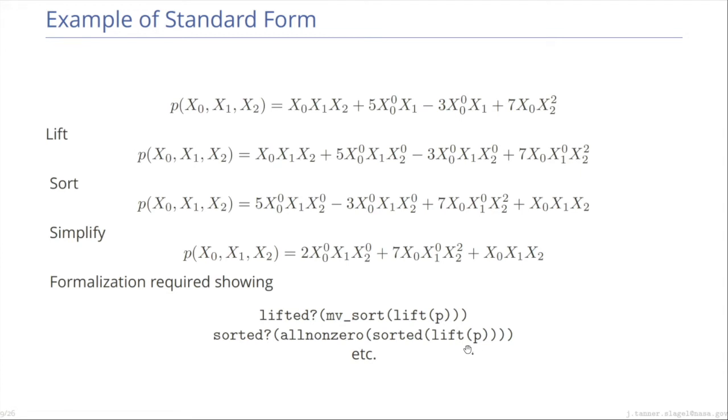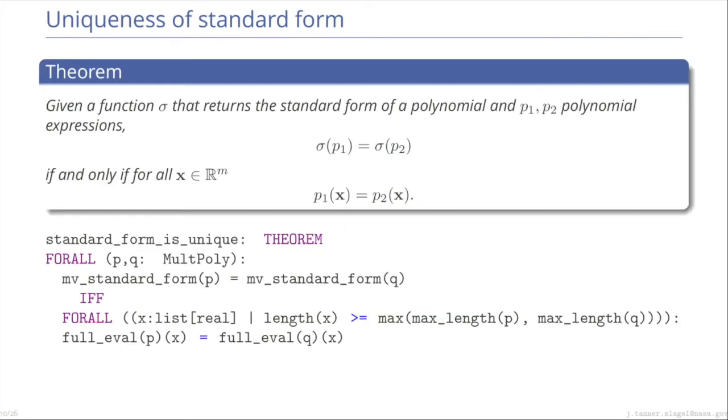Another example is if you lift a polynomial, then sort it, then get rid of all the zero coefficients, is that still sorted? So you can imagine that there were a host of these things we had to prove in PVS. They are something I think that we would all accept to be true if we thought about it a little. But of course, it was a little more involved to prove those things in PVS.